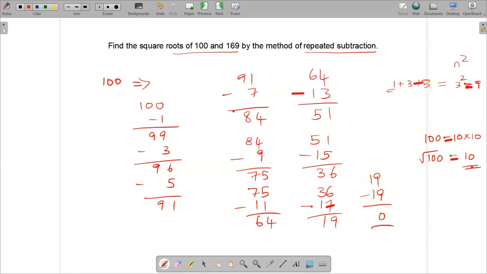Okay. So once you have done like this, how many numbers have we subtracted? What are all the numbers we have subtracted? It is 1, 3, 5, 7, 9, 11, 13, 15, 17 and 19. Correct? So these numbers we have subtracted from 100 continuously. So how many numbers are there totally? 1, 2, 3, 4, 5, 6, 7, 8, 9, 10.